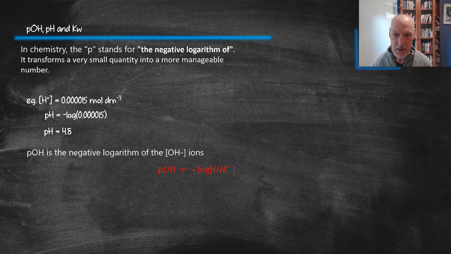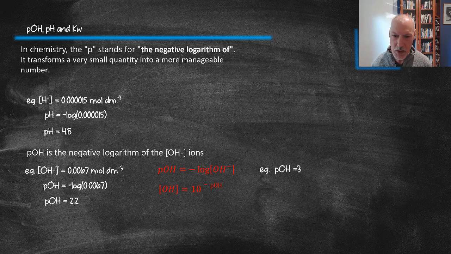pOH is the negative logarithm of the hydroxide ion concentration, and the equation here shown in red is in our IB data booklet. So if we're given the hydroxide concentration as 0.0067, we take the negative log of that number and we arrive at a pOH of 2.2, a more convenient number. We also need to be able to work in the other direction, and the equation shown here is not in our IB data booklet. It's sort of going the reverse of the first one, so we should remember it. So if we're given the pOH is 3, that means the hydroxide concentration is 10 to the negative 3, or 0.001.